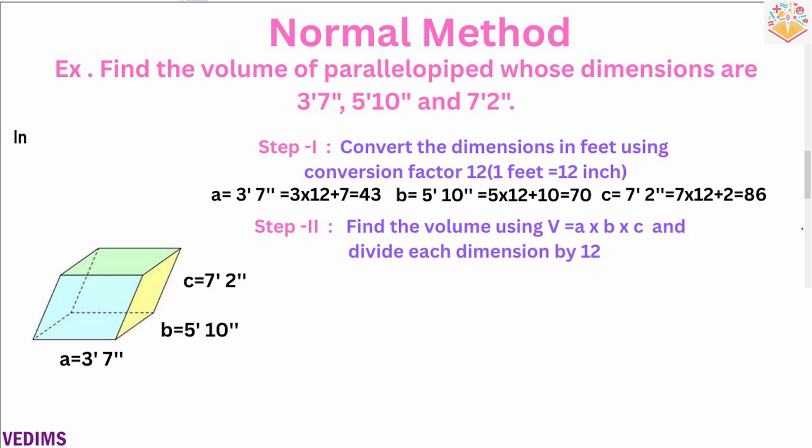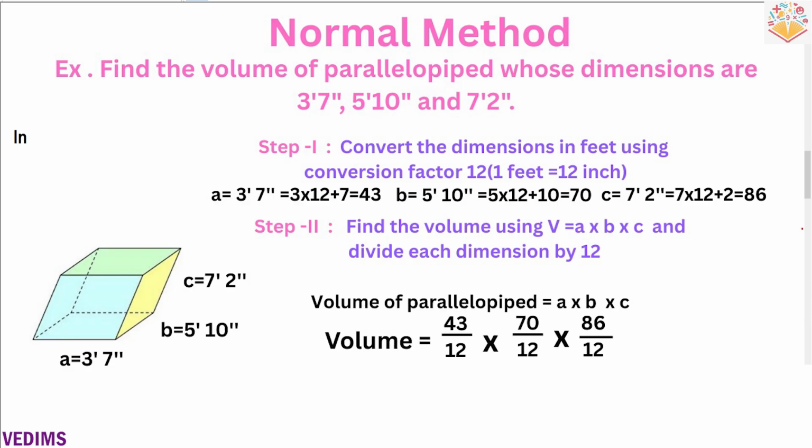Now you know the formula of volume. Formula of volume is given by V is equal to A into B into C, and divide each dimension by 12 because we want the answer in feet. Therefore, we know the volume of parallelepiped is A into B into C. Now substitute A, B, C, you will get the volume 43 by 12 into 70 by 12 into 86 by 12. You have to multiply all numerator, all denominator.